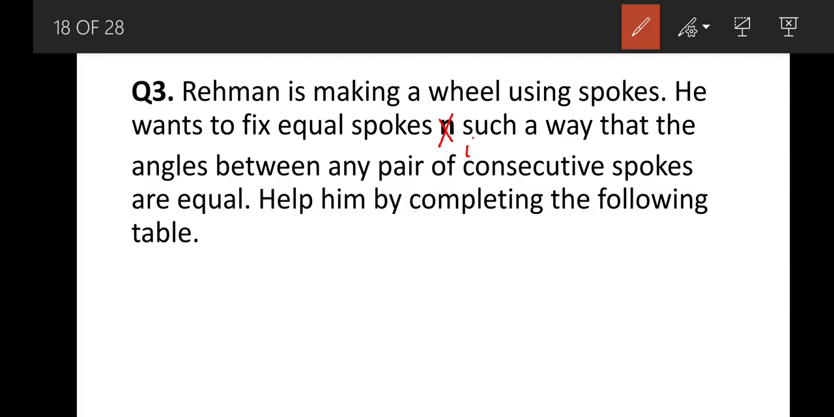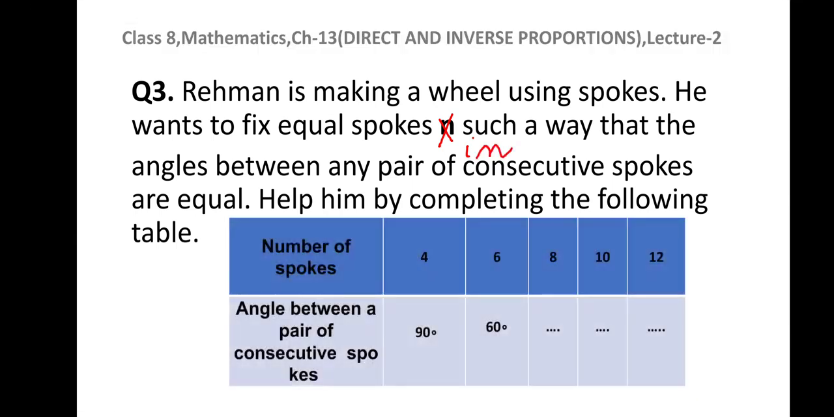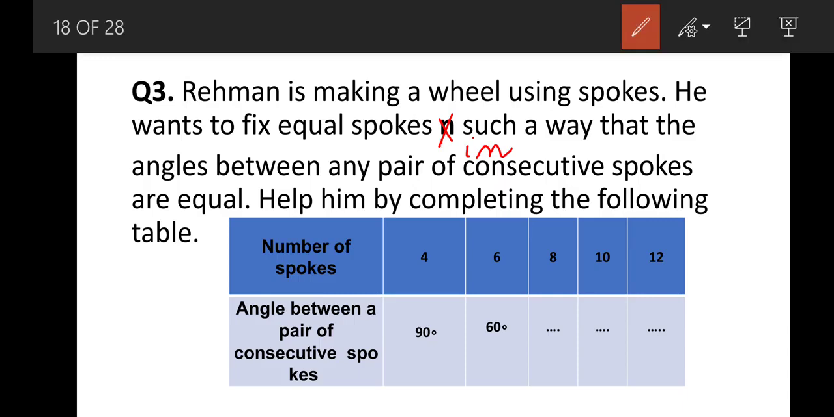This is the table given to you. And number of spokes are 4, 6, 8, 10, 12. This is x and this is y. Okay, this is 90 degree angle, this is 60 degree. Likewise, we need to find out these unknowns. So again, I am giving the names x1 y1, x2 y2, x3 y3, likewise x4 y4, x5 y5.